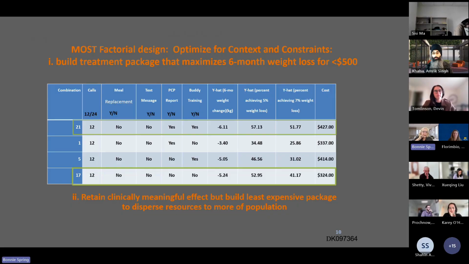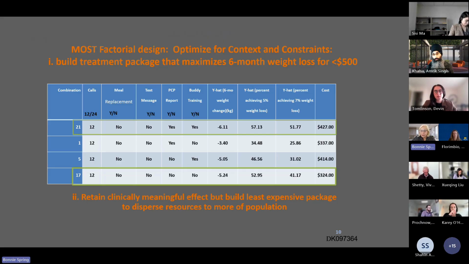So that's a pretty good outcome. And take a look at what's going on. We found in this study that it made no difference whether people had 12 or 24 sessions. 12 worked as well as 24, and 24 is a whole heck of a lot more expensive. So we'll use 12.